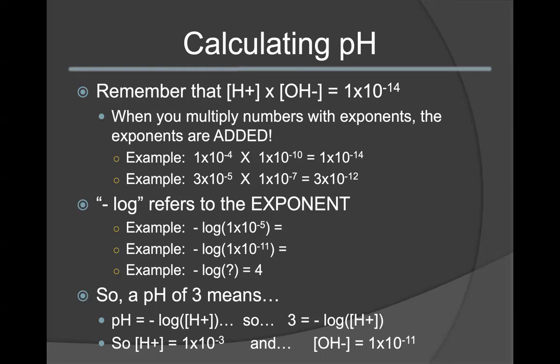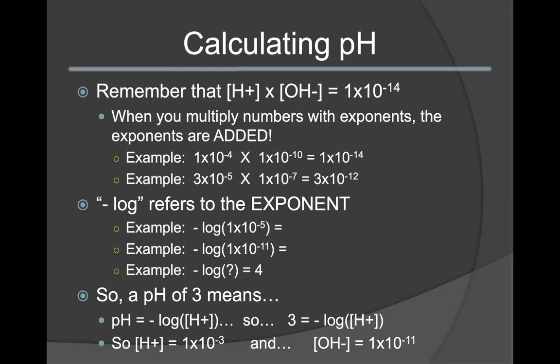So if I have 1 times 10 to the minus 4 times 1 times 10 to the minus 10, I would end up with 1 times 10 to the minus 14. If I have 3 times 10 to the minus 5 times 1 times 10 to the minus 7, I would end up with 3 times 10 to the minus 12. We're simply adding -5 and -7.